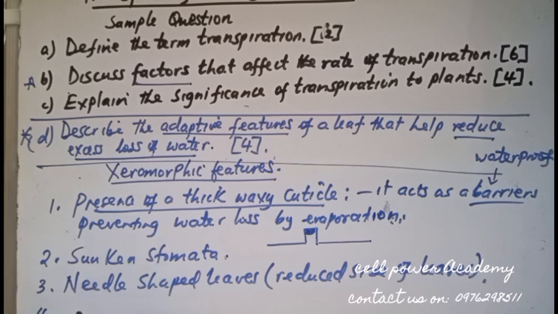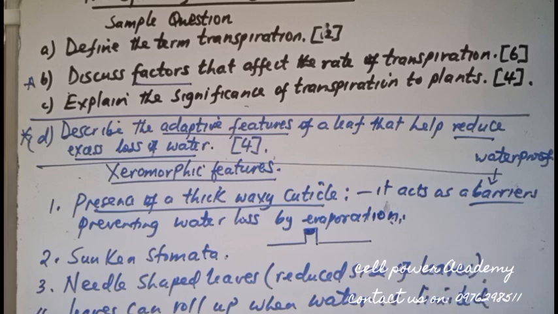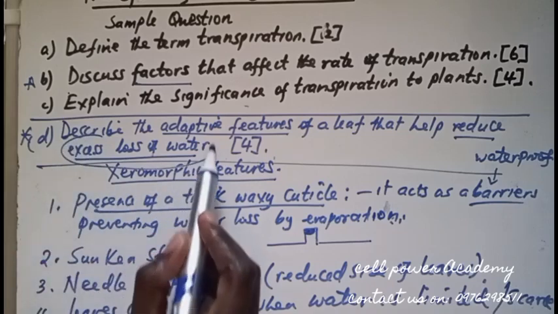The other part that you can simply have talked about is that sometimes the leaves can roll up when water is limited. So when the plant has got limited water in it, or the water is actually scarce, it simply means that the leaves are able to roll up, and hence that helps to prevent or to reduce excess loss of water from the plant.